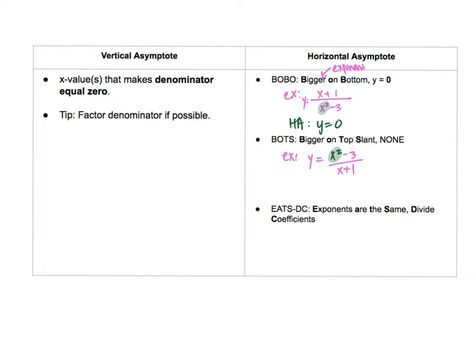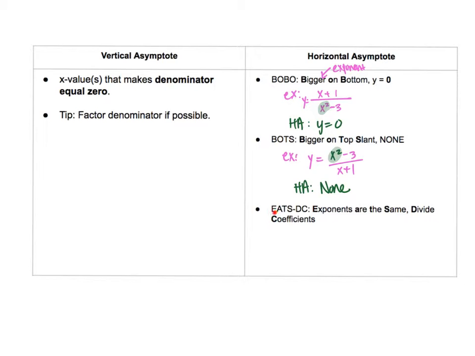So in this case, our horizontal asymptote, well, here's the thing. When you look at a graph, a slant is not flat like a horizontal asymptote is flat. Slants are, well, they're slanted. And in this case, we won't have a horizontal asymptote. So there are no horizontal asymptotes, so we're going to just write none. So anytime you notice that the top exponent is bigger, then in that case there's not going to be a horizontal asymptote.